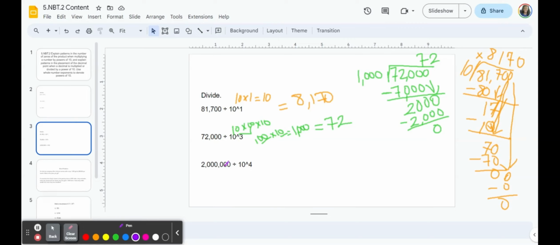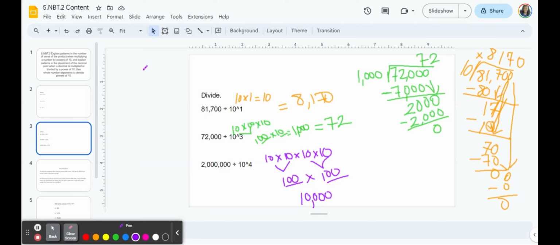All right, lastly, we got 2 million divided by 10 to the fourth power. So we got 10 times 10 times 10 times 10. If I do 10 times 10, we know that that's 100. 10 times 10, that's 100 as well. Now we multiply 100 times 100. Again, you can count how many zeros you have in both of your base 10 numbers and put that many zeros. So there's 4. 1 times 1 is 1. So that's 10,000. Now let's do 2 million divided by 10,000.